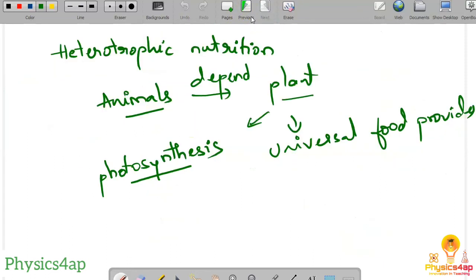And also these plants prepare the food and it is being supplied to the animals. So why? Because the animals cannot prepare their own food. So they have to depend upon others, that is, they have to depend upon plants. That is why we call plants the universal food provider. And animals are called heterotrophs. Why? Because they come under the heterotrophic nutrition.